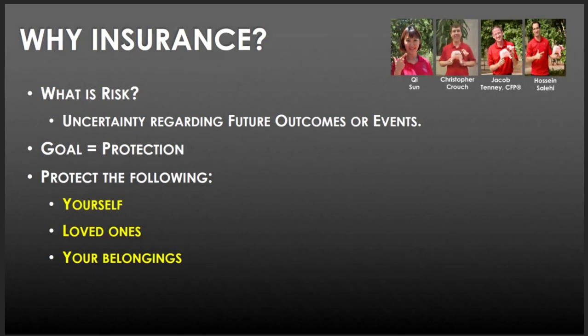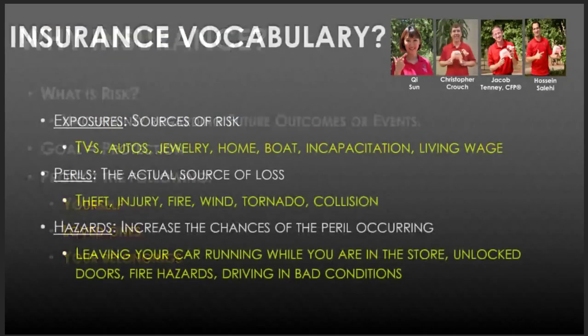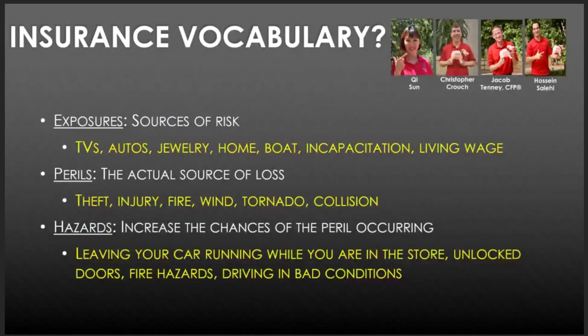So the goal of insurance is protection. Remember, insurance isn't there for you to make money. It's only there for you to be made whole. So you want to either protect yourself, with things like disability insurance and health insurance, protect your loved ones, with things like life insurance, and protect your belongings, with things like a homeowner's or an auto insurance policy. I just want to point out too, remember, nobody buys insurance because they expect to use it. It's just there to protect you. Nobody knows when these unforeseen circumstances are going to happen, so that's why we insure.